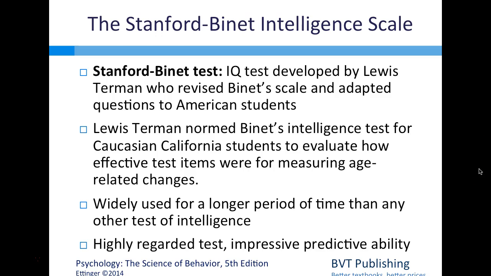So they did this by designing adult intelligence tests, in which IQ is determined by comparing a subject's performance to the average performance of others in the same age bracket. Okay, so the Stanford-Binet Intelligence Scale is the IQ test developed by Lewis Terman, who revised Binet's scale and adapted questions to American students.